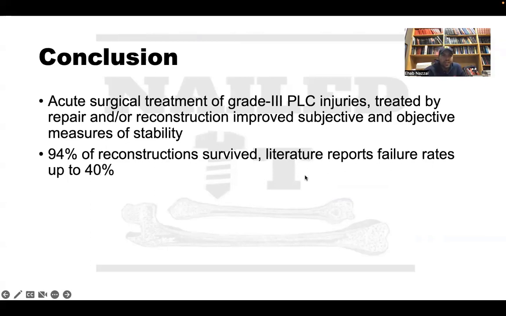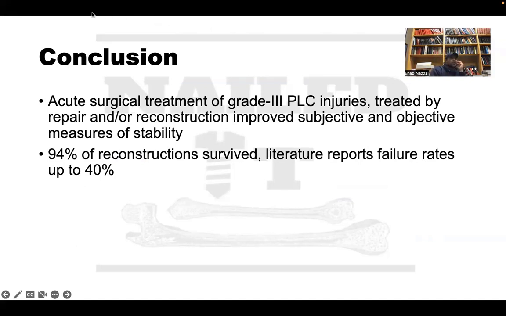So in conclusion, they said that acute surgical treatment of grade 3 PLC injuries, which was treated by repair and or reconstruction, overall improved subjective and objective measures of stability. And while the literature reports failure rates up to 40%, which Tucker talked about earlier, in this study, 94% of the reconstructions survived. So, I think it's an interesting paper.